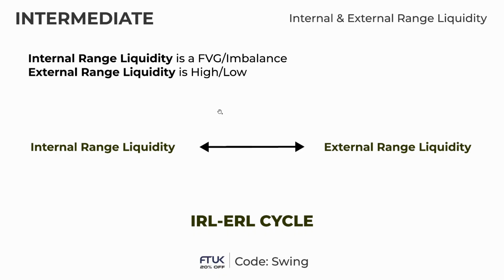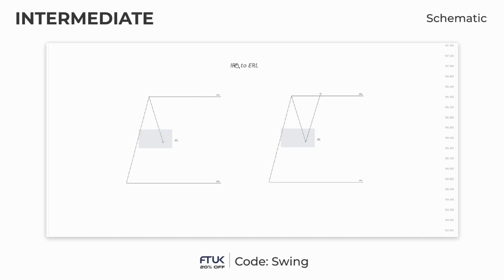The next important concept that we have is internal range and external range liquidity. If we talk about internal range liquidity, it's basically an FVG, and external range liquidity is any high or low. And this is the ERL IRL cycle, or IRL ERL cycle. Price goes from IRL to ERL and ERL to IRL. So take a look at this. This is how an IRL to ERL cycle looks like.